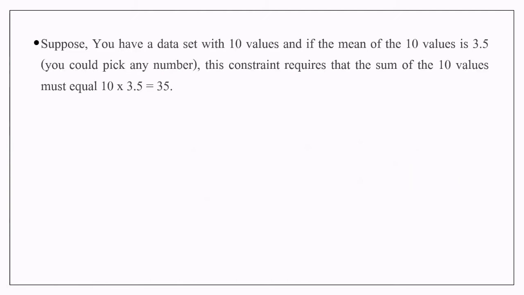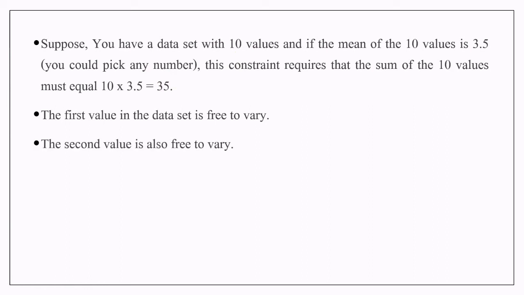So let us understand the degree of freedom using some sort of data. Suppose you have a data set of 10 values and the mean value of these 10 values is 3.5 and the sum of these 10 values is 35. So that means you need to pick values in such a way that the sum is 35. So for the first value, you can pick any value. You are free to choose any value. For the second value also you are free to choose. In fact, up to the ninth value, you are free to select any value.